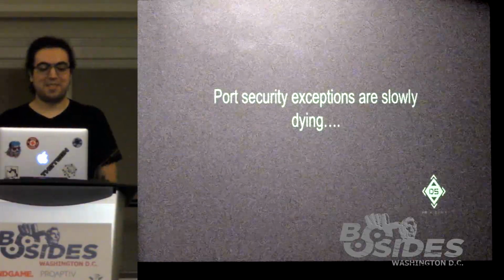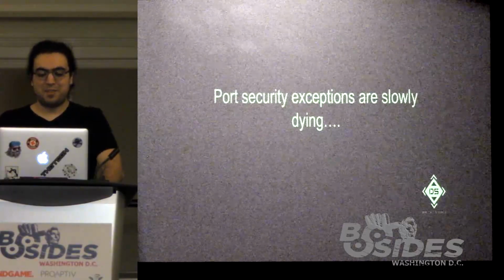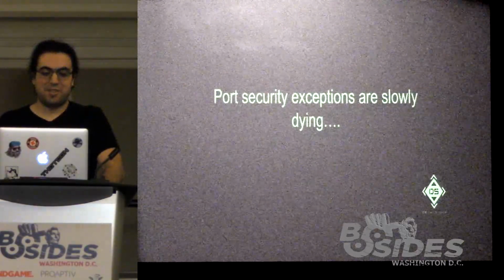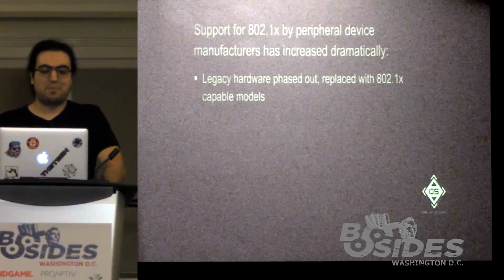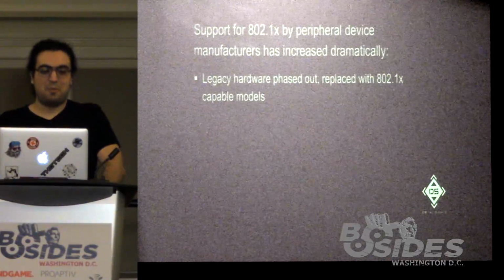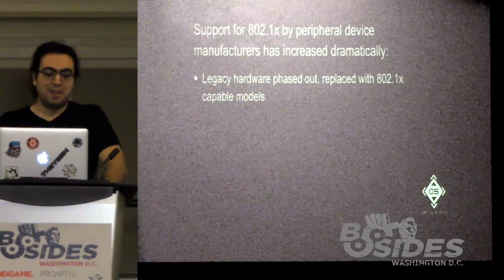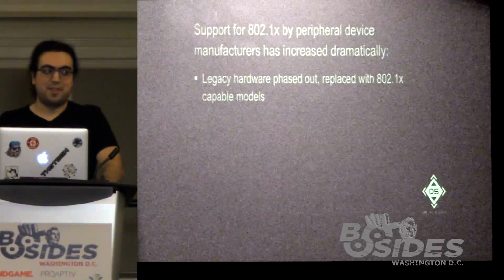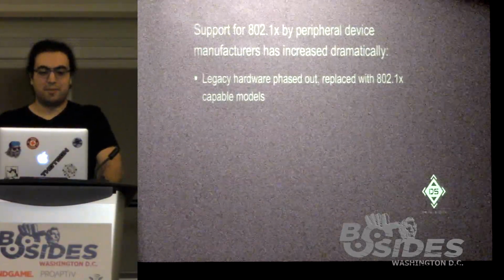The problem is, at least from the perspective of attackers, that port security exceptions are slowly dying. They're still pretty prevalent, but we're seeing less and less of them. The reason for that is that support for 802.1X by peripheral device manufacturers has increased dramatically, which is actually a pretty good thing. Legacy hardware is being phased out over time. Either it breaks and has to be replaced, or there's some kind of schedule where you have to replace it.